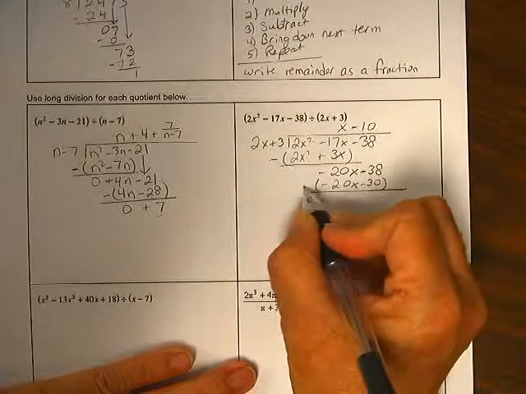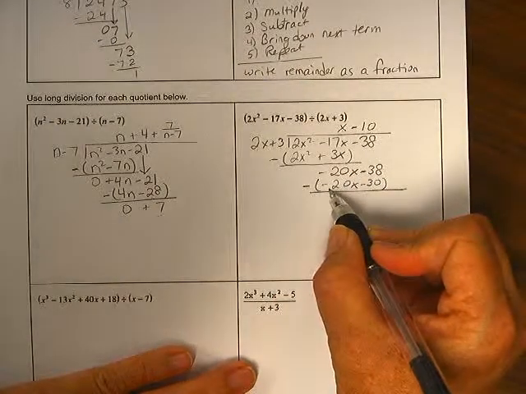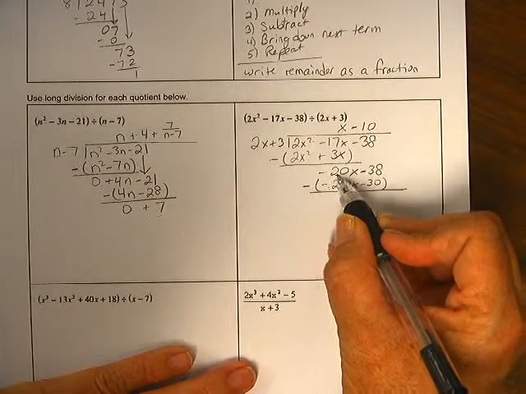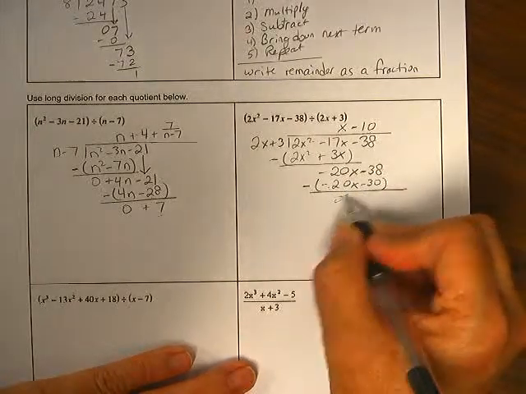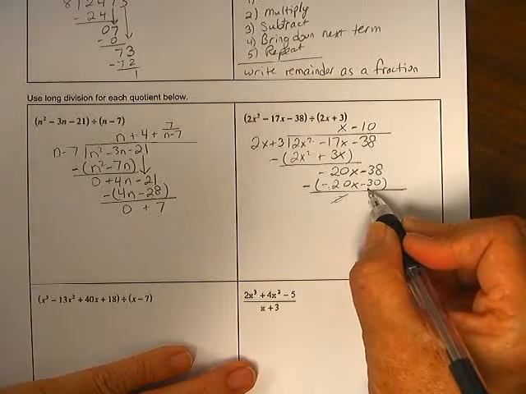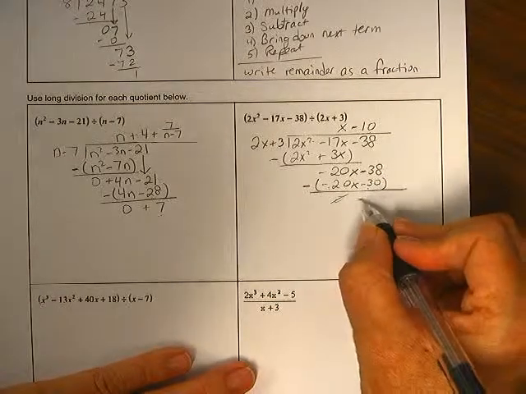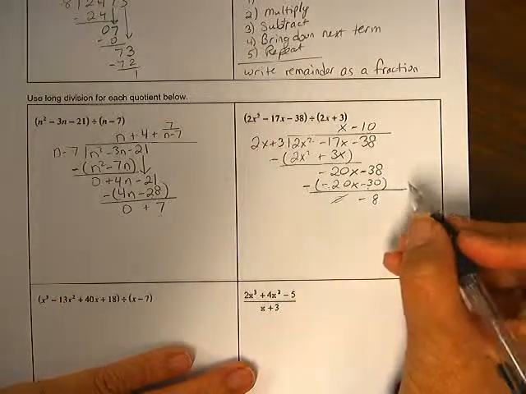And now, remember, we're subtracting here. So negative 20x minus a negative 20x becomes a positive, so negative 20x plus 20x is 0. And negative 38 minus a negative 30, it's the same as addition. So negative 38 plus 30 gives me a negative 8.